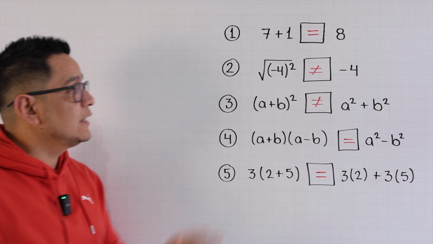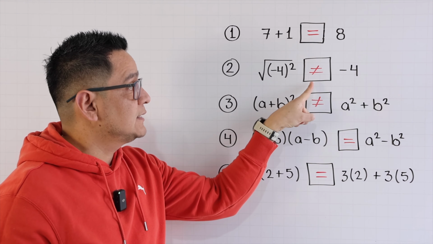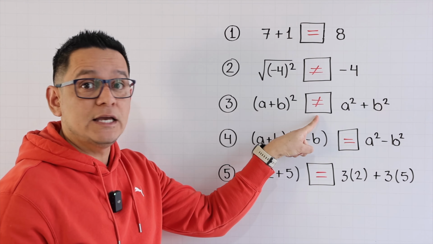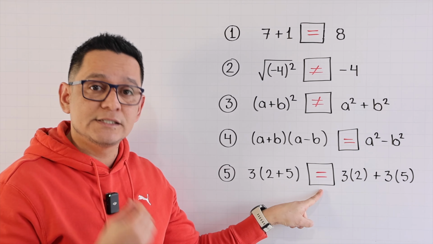You should have gotten exactly this in the first one. We have that yes, it's equal here. Here it's not equal. Here it's not equal. Here it is equal. And also over here it's equal.